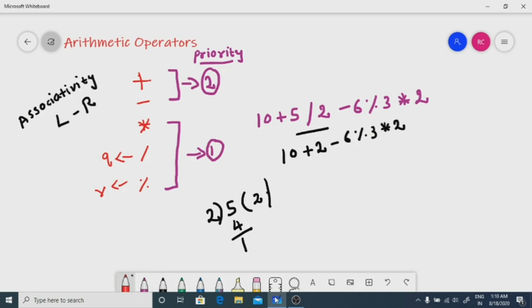into 2. Now you need to evaluate 6 modulus 3. So modulus operator gives remainder. So 10 plus 2 minus, so 3 twos are 6. So 0 is the remainder. So 0 into 2. Next we need to perform 0 into 2. So 10 plus 2 minus 0. So 10 plus 2 is 12. 12 is the answer.